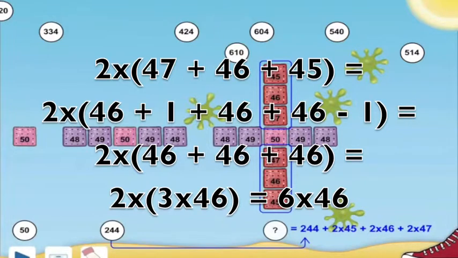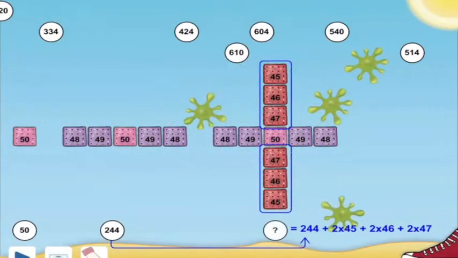This is a trick that enables us to arrive at 3 46s, because you see that we have 46 plus 1 plus 46 plus 46 minus 1. The 1 and the minus 1 cancel each other out. So inside the parentheses we end up with 46 plus 46 plus 46, which is the same as 3 46s, or 3 times 46. So we end up with 2 times 3 times 46, which is the same as 6 times 46. All we must do now is compute the product of 6 times 46.